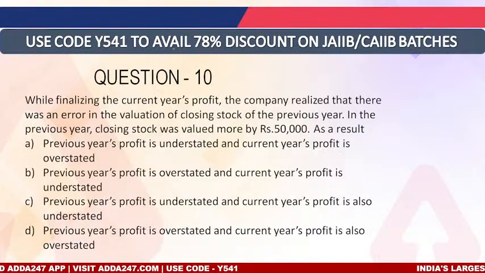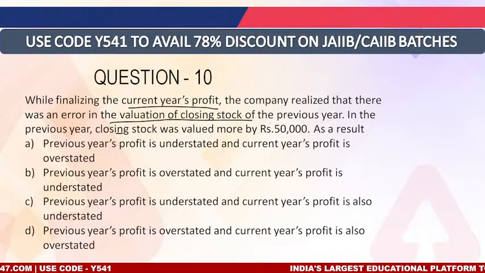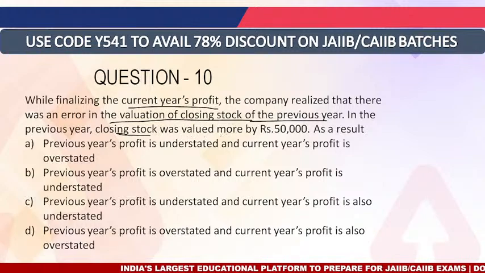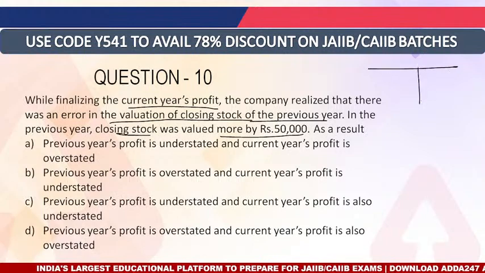Okay, the last question. When finalizing the current year's profit, the company realized that there was an error in their valuation of the closing stock. They realized that there was a trouble in terms of the closing stock of the previous year. In the previous year, the closing stock was valued more by 50,000. That means when we talk about the previous year, the closing stock was more. I think we have discussed this question. Maybe the question didn't change. Okay. Now the closing stock was more by 50,000.